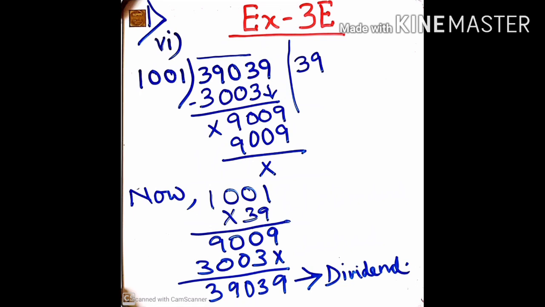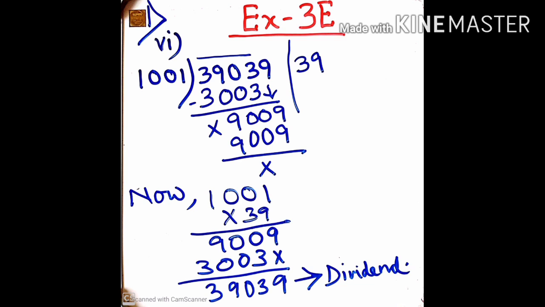39,039 is to be divided with 1,001. So see, the first 4 digits are 3,903. So it can be divided by 3. We are getting 3,003. 900 is the remainder. 9 comes down. We have 9,009. So 1,001 into 9 is 9,009. So the remainder is 0.